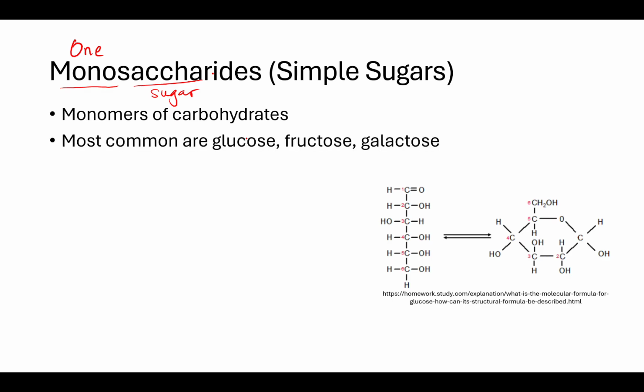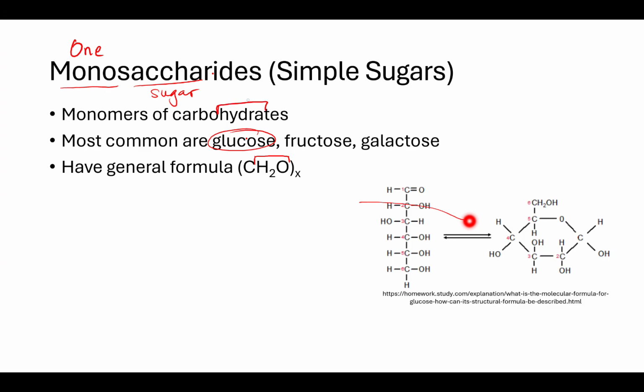Some of the more common ones are glucose, fructose, and galactose, but the really big one for us is going to be glucose. So monosaccharides like glucose, fructose, galactose have this general formula of CH2O. What you might notice is that for every carbon that they contain, they also have the equivalent of one molecule of water. That's where carbohydrates get their name from. It is literally watered carbon or watery carbon.